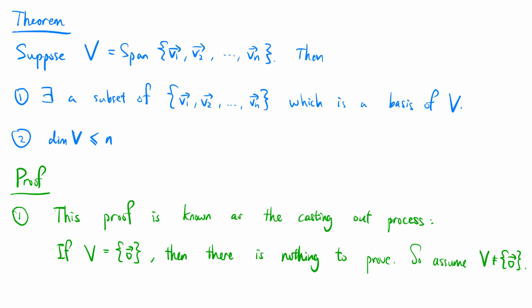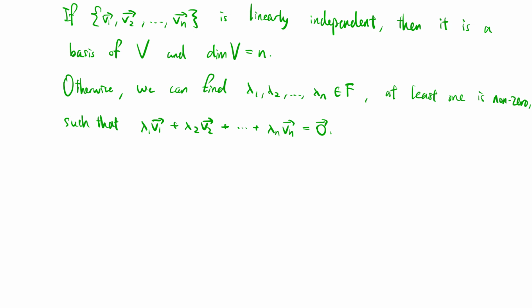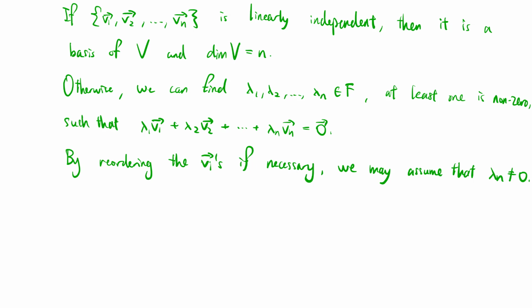If V is the zero vector space, then there is nothing to prove. So assume V is not the zero vector space. We start from v1, v2, up to vn. If v1, v2, up to vn is linearly independent, then it is a basis of V, and the dimension of V equals n. Otherwise, we can find λ1, λ2, up to λn in F, where at least one of them is non-zero, such that λ1 v1 + λ2 v2 + ... + λn vn equals the zero vector. By reordering the vi's if necessary, we may assume that λn is non-zero.